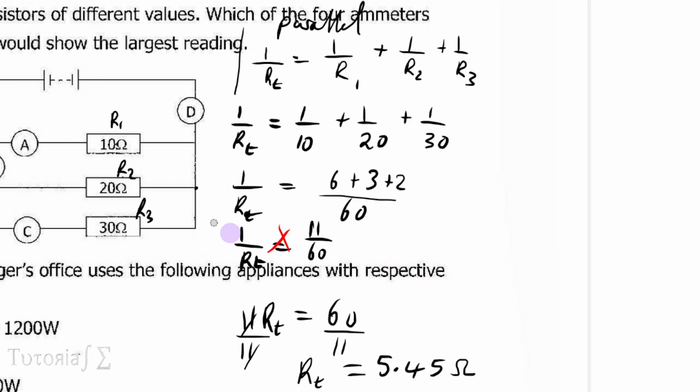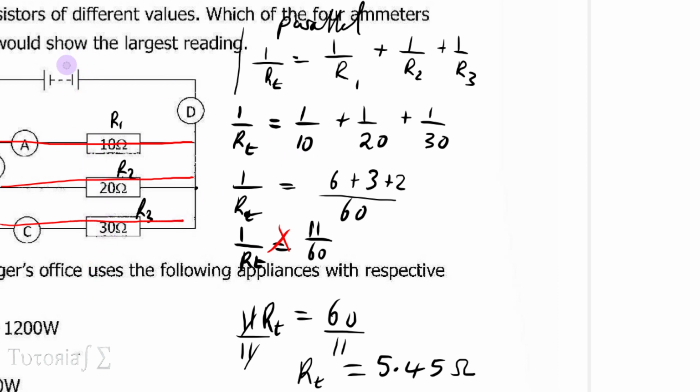And now, in addition to finding the total resistance for a given circuit, you can find the current going through each of these resistors. Remember, there was a different current going through here, a different current going through there, and a different current going through there. You can find all these currents.